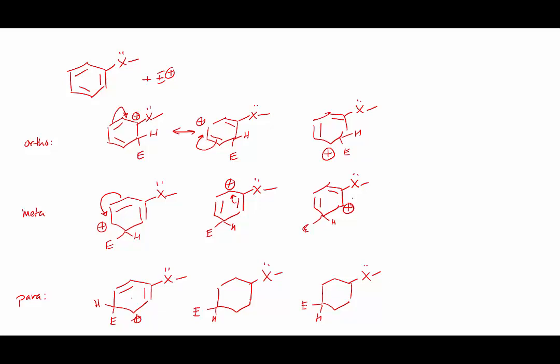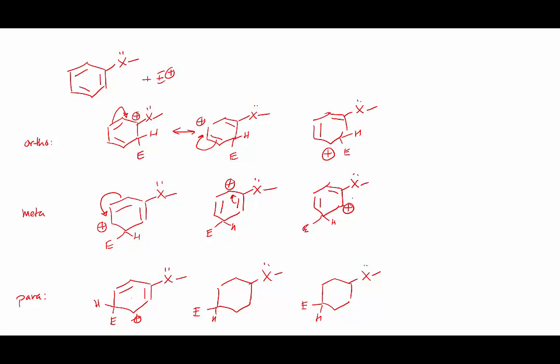Now, stop for a minute. Looking at the ortho and the meta positions, look at the positions of the plus charges around the ring. Are they the same? Are they in the same positions as when I started by adding the ortho position?